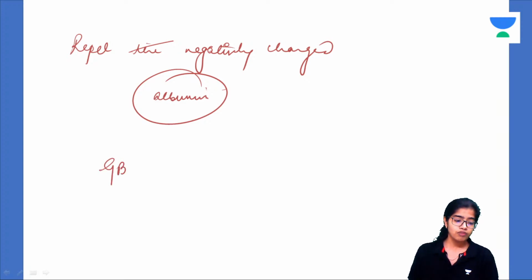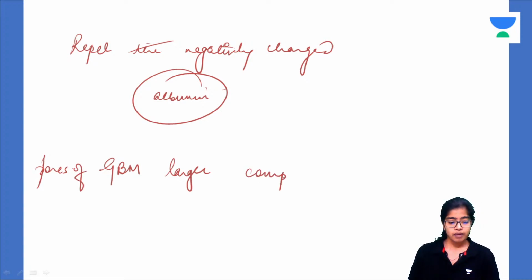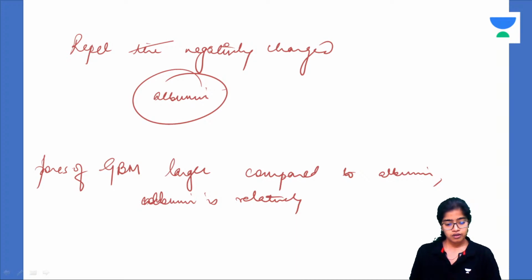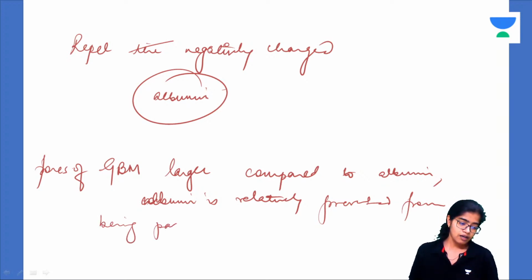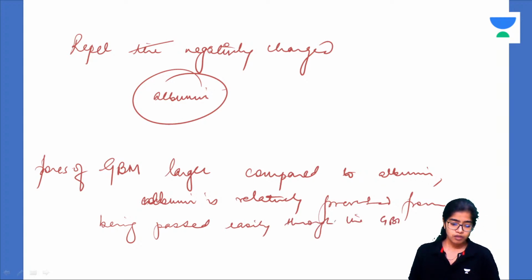Therefore, in spite of the pores of the glomerular basement membrane being larger compared to albumin, albumin is relatively prevented from being passed through the glomerular basement membrane. Why is it so? Because of repulsion of negatively charged albumin from negatively charged heparin and heparin sulfate. Understood?